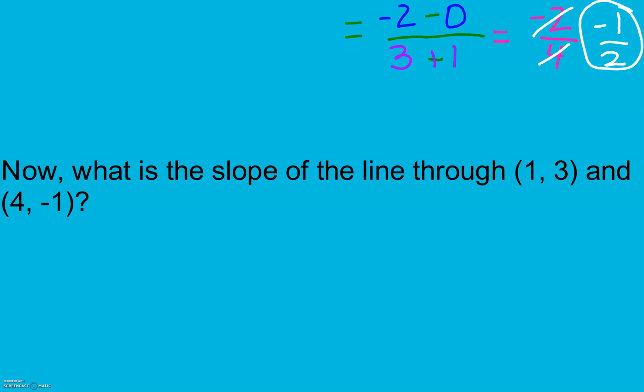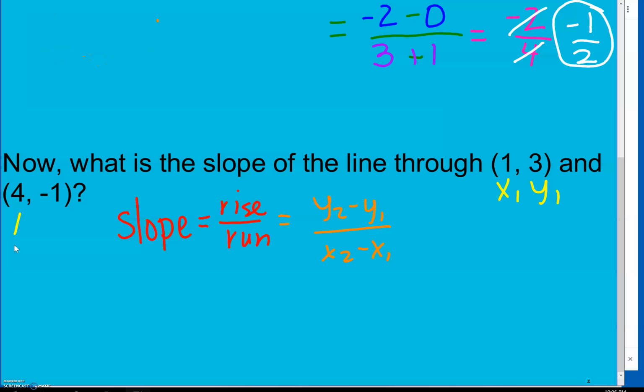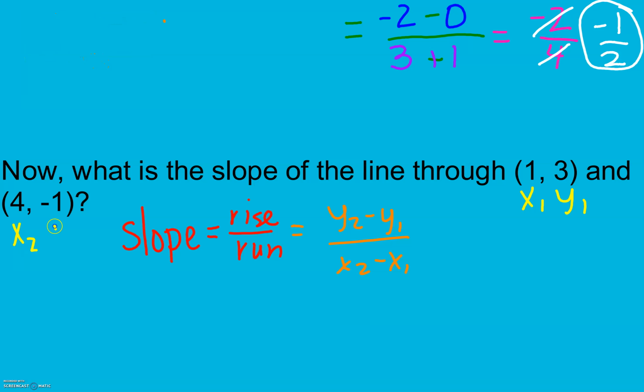Now give this one a try. We're finding the slope, which is rise over run. Rise deals with our change in y's, and our run deals with our change in x's. Now again, it does not matter which point you pick first, so I'm going to make this x1, y1, and this x2, y2.